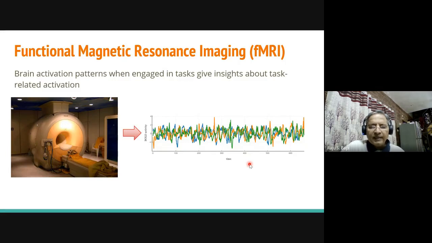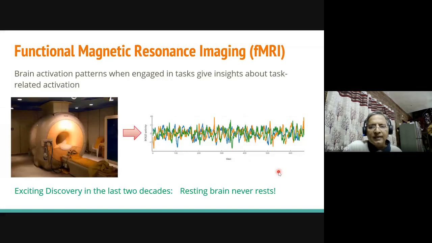And in recent times, the last 2 decades or decade and a half, the exciting discovery is that even when the brain is not really engaged in a task, the resting brain is also quite active. And so this is the famous quotation: resting brain never rests.